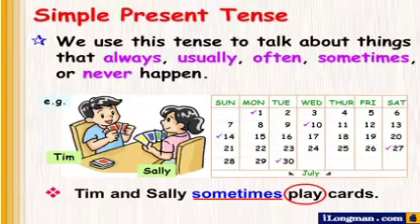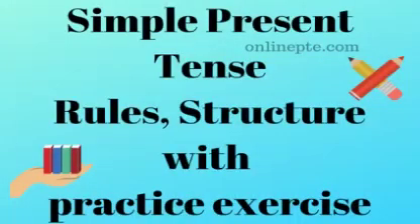The next use is that we use simple present tense when we talk about things that always happen, usually happen, often happen, sometimes happen or never happen. If you find these words in a sentence, it means the sentence is related to simple present tense, and there you have to fill in the helping verb and main verb of simple present tense. Now we will learn about the rules and structure of simple present tense.